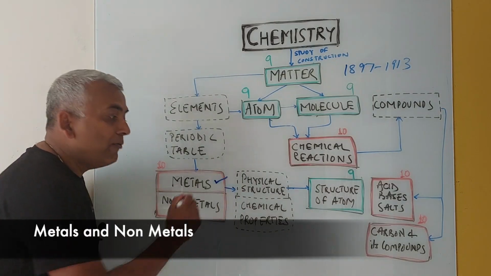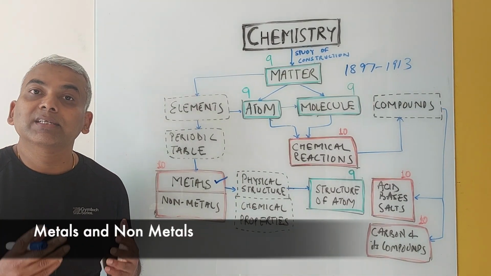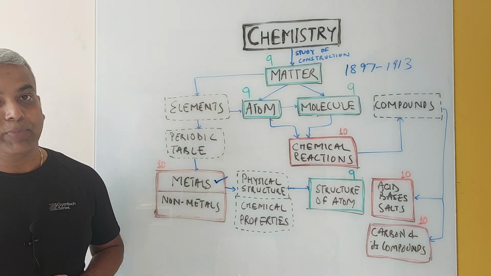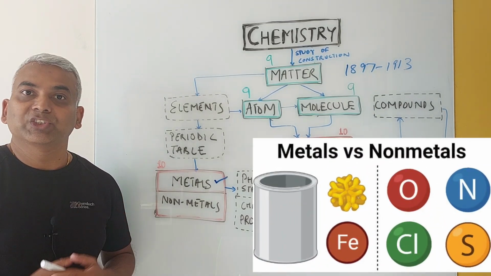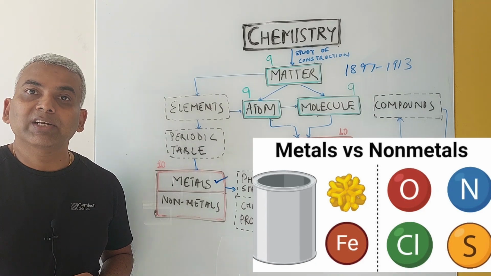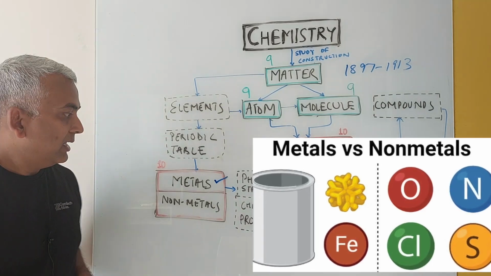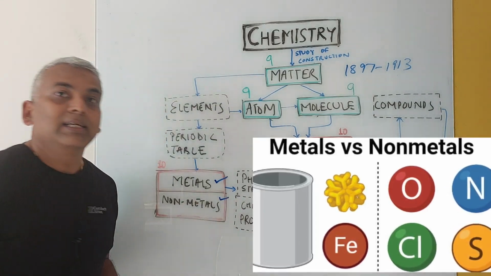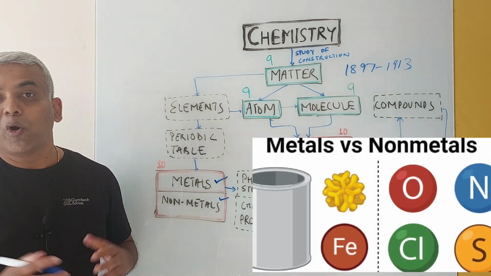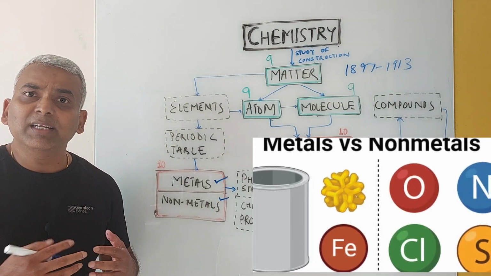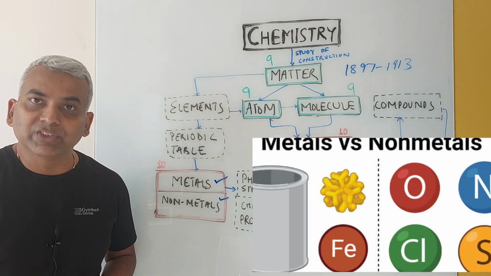Metals are a group of elements that have similar physical and chemical properties. For example, metals are typically shiny in texture and they are good conductors of electricity. On the other hand, non-metals are a group of elements that have properties different from metals. They are dull in texture and are poor conductors of electricity.